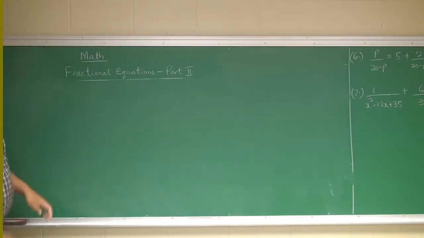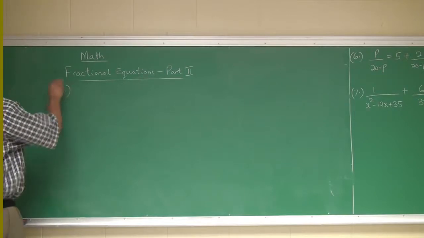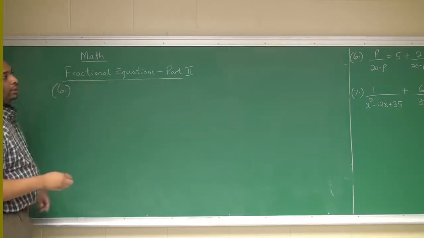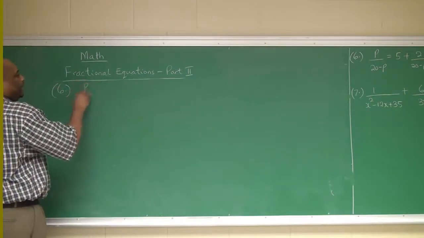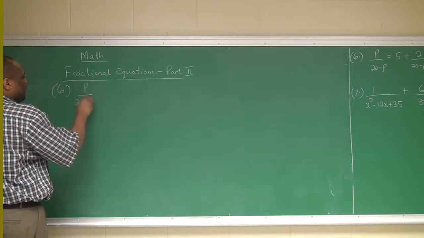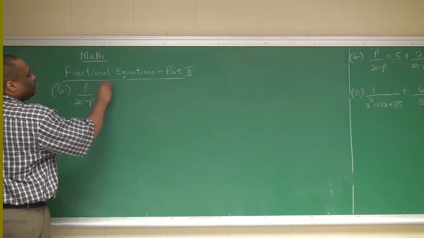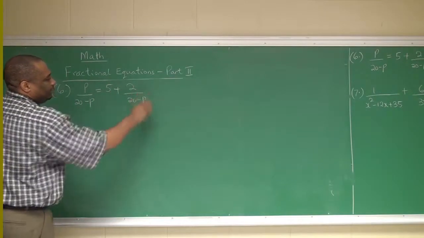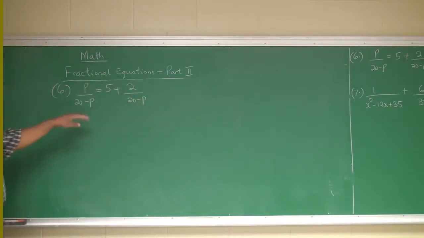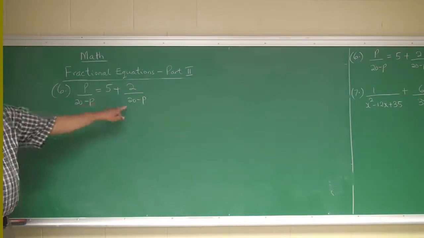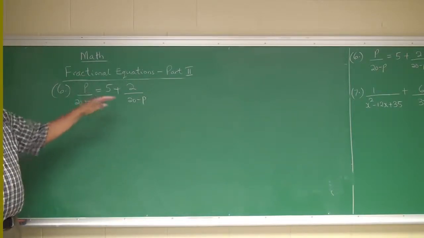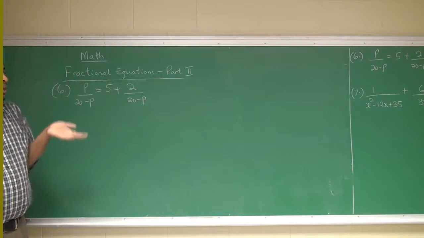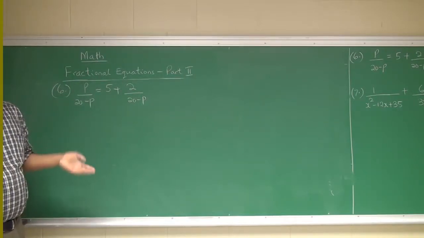All right, question 6. We have P over 20 minus P is equal to 5 plus 2 over 20 minus P. Please, don't be scared of this when you see this. It's the same method that we will use to work it.